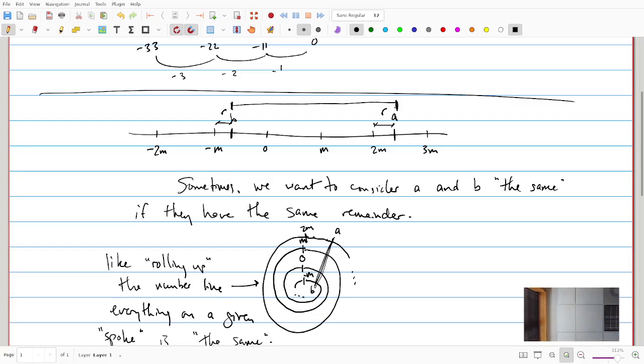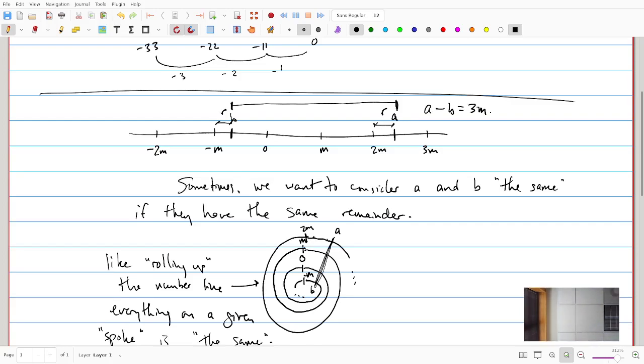Because if I add m, I'm going to get here, whatever that same distance is past 0. If I add another m, I'm going to get here. If I add another m, I'm going to get here. And I get exactly there because they're offset the same amount from a multiple of m. So if I start out r more than the multiple of m, every time I add m, I'm still going to be r more than that other multiple of m. So the distance, A minus B, equals a multiple of m.